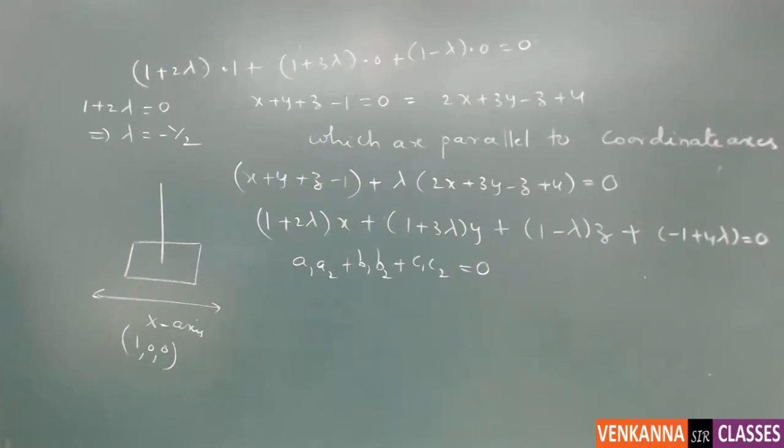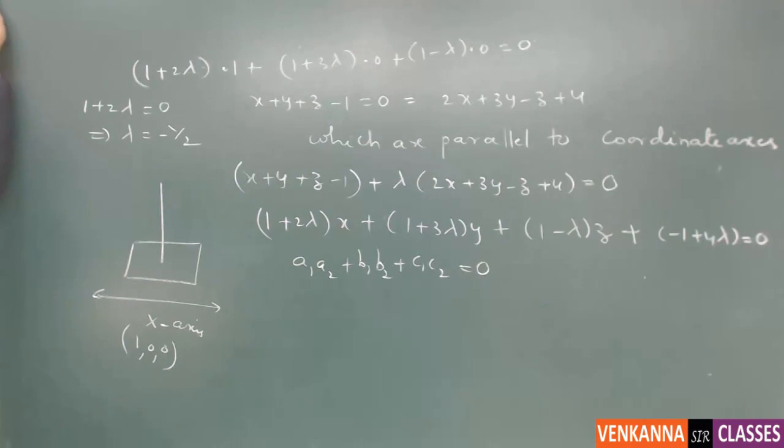Whenever a plane is parallel to another plane, in such cases the ratios of DRs are equal. So here, what are the DRs of the x-axis? It is nothing but 1, 0, 0. Please understand, direction ratios are infinite in number. Agreed? Direction ratios are infinite in number. So you can take 1, 0, 0, 2, 0, 0, 3, 0, 0, anything you can take.